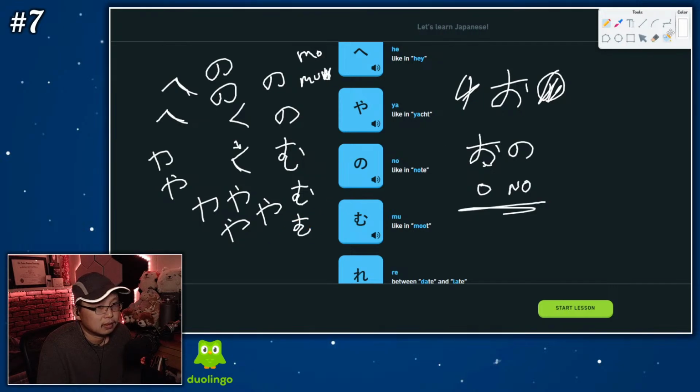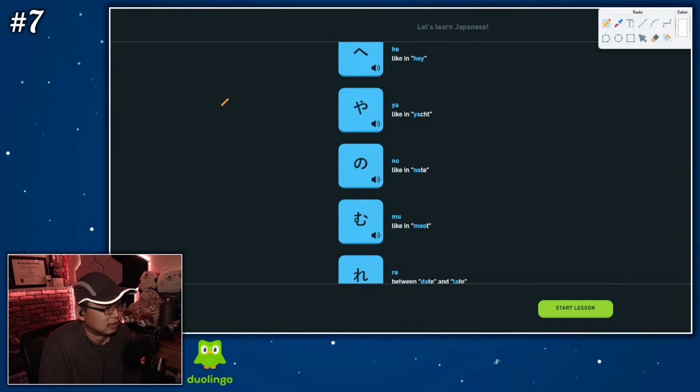Oh my gosh, that's kind of gross. Kind of looks like an anchor. All right, we got moo. And then we finally got day. Or, yeah, a day.